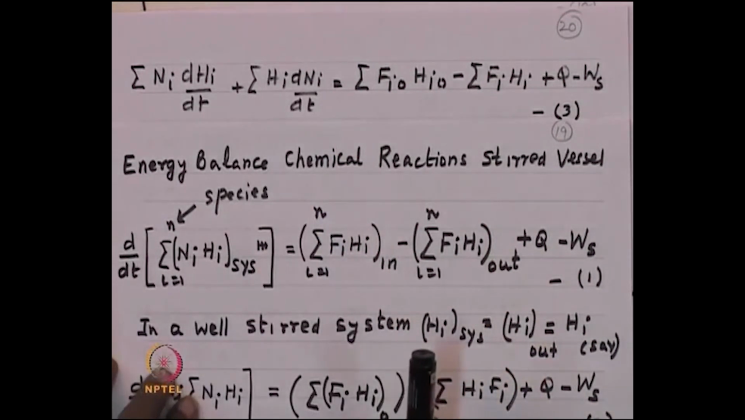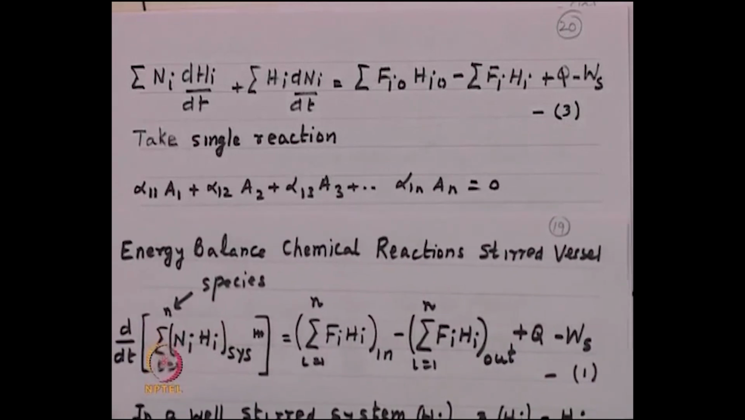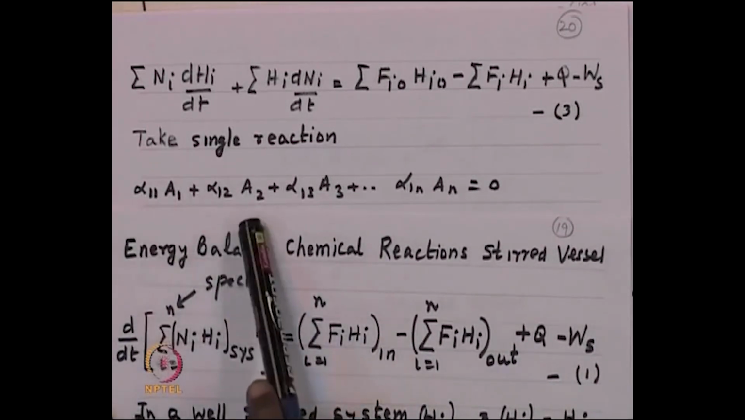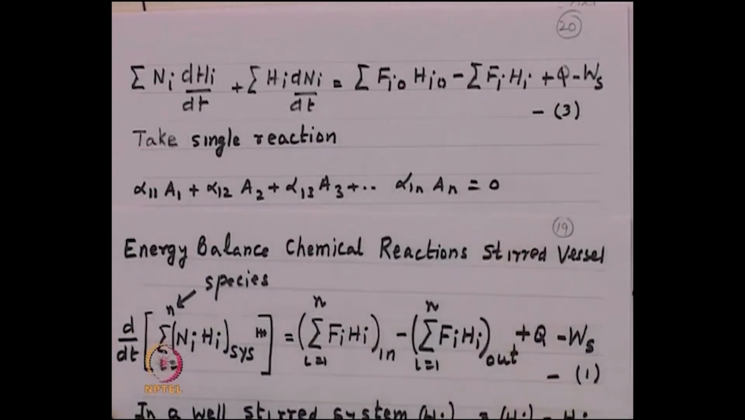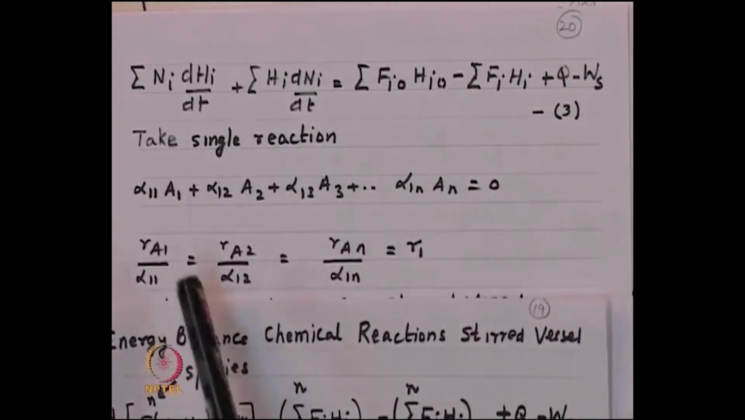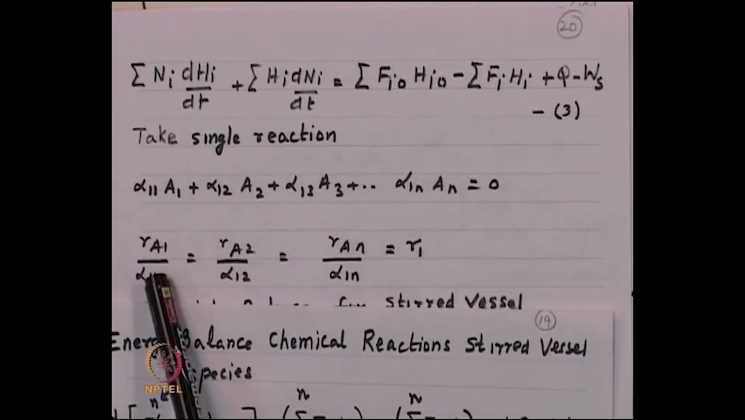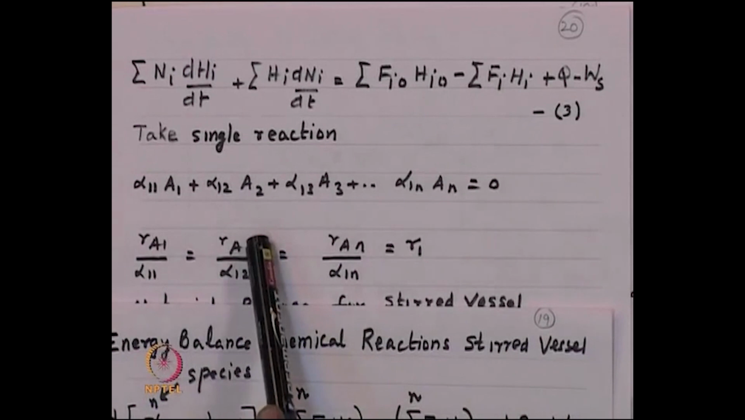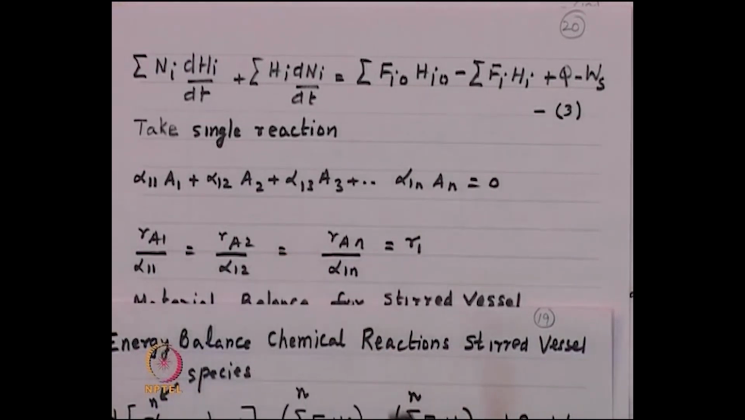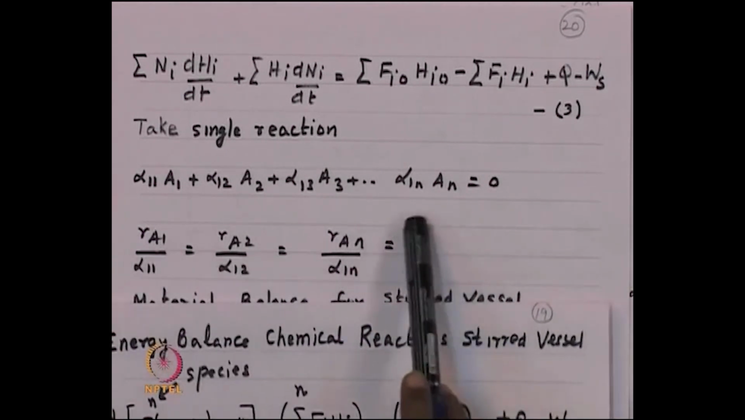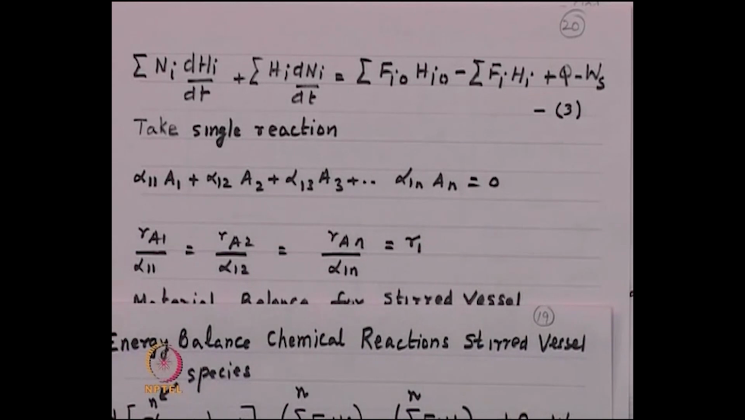Now, the advantage of doing this is that when you look at a single reaction, alpha 1 1 A 1 plus alpha 1 2 A 2 and so on equal to alpha 1 n A n equal to 0, we recognize that the rate at which species A 1 reacts divided by the stoichiometric coefficient, rate at which species 2 reacts divided by its stoichiometric coefficient, equal to rate at which species n reacts divided by its stoichiometric coefficient. So, all this equality equal to R 1, which we denote as the intensive rate of that reaction.